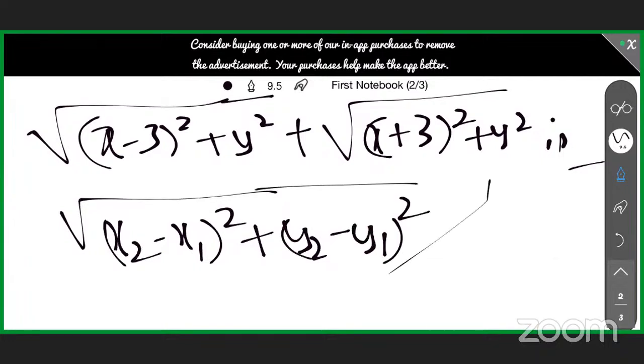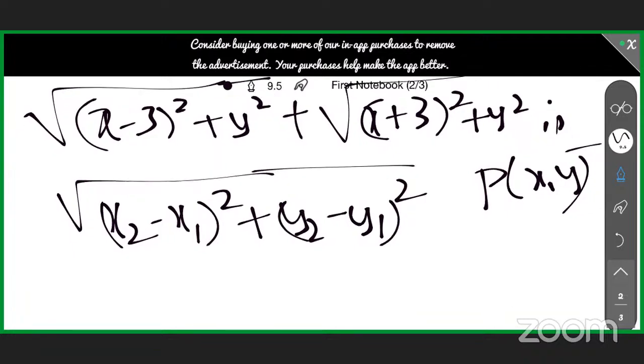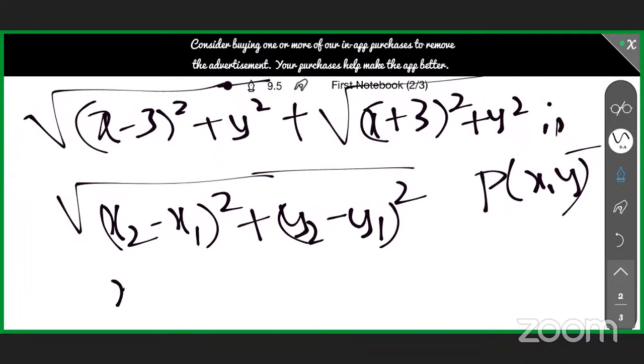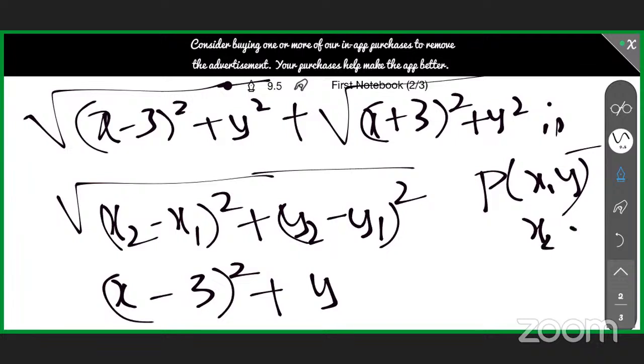So that will be the distance formula. I'm equating with this one now. Let me take my x2 as px comma y, the locus. When I equate with that one, this becomes x minus 3 whole square plus y squared. This is my x2, this is my y2. So my x2 is x, my y2 is y. Since there is nothing with y here, I will put 0 square.